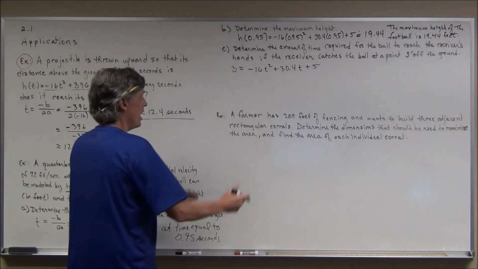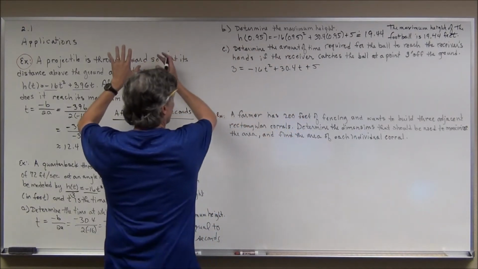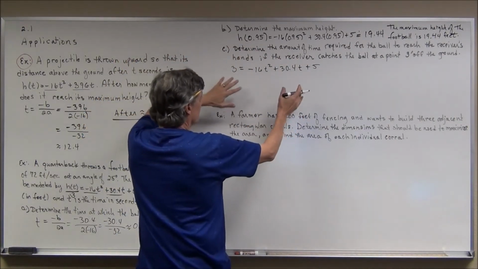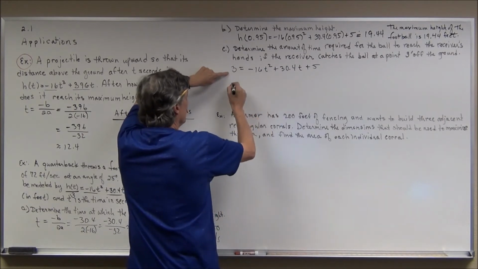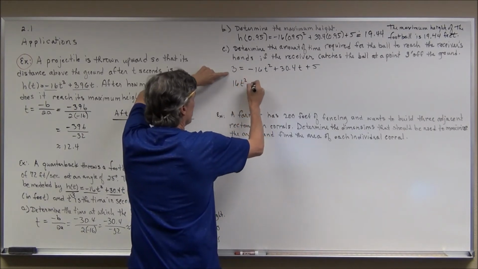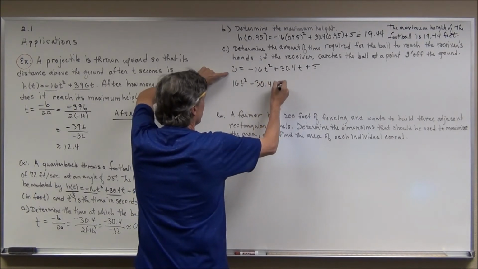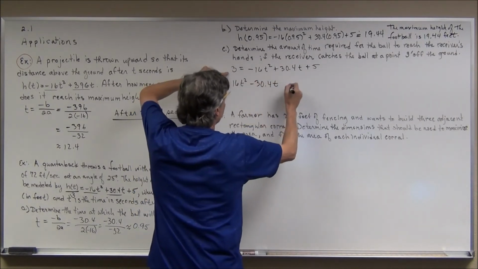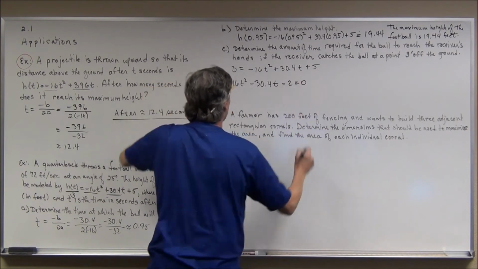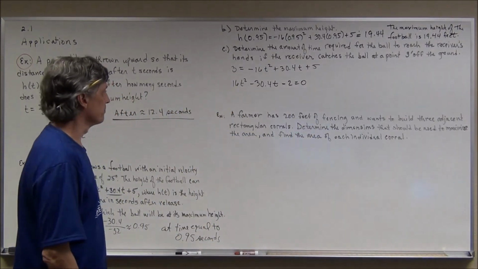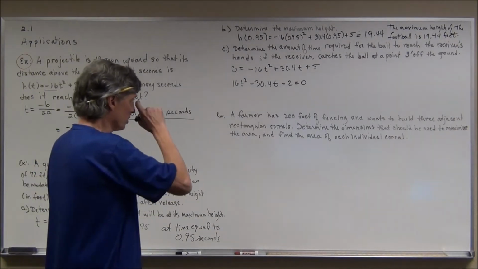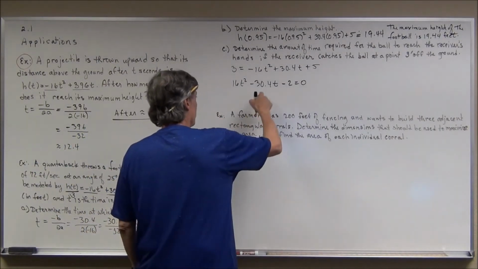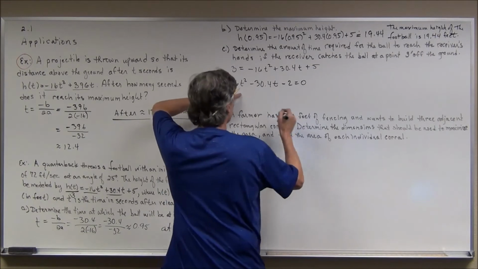Now, I'm going to bring all of this stuff over to the left side, and I'm going to be kind of lazy. I'm just going to write it out. All the signs are going to change, and I'm going to have to combine some like terms here. But I'm going to get 16t squared minus 30.4t minus 2 is equal to 0. And I'm going to solve for t. Well, that one's not going to factor either. You're going to have to use the quadratic formula, and I believe there's going to be at least one real root here. Let's see what happens.